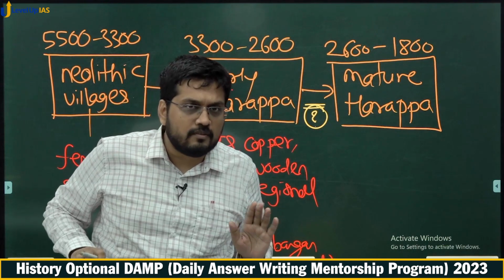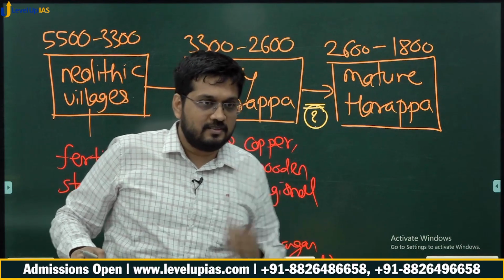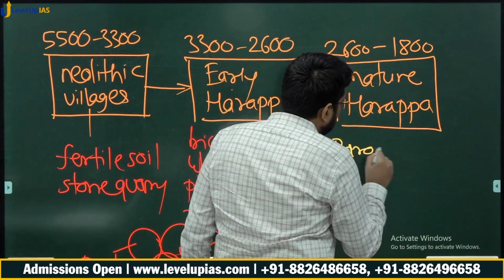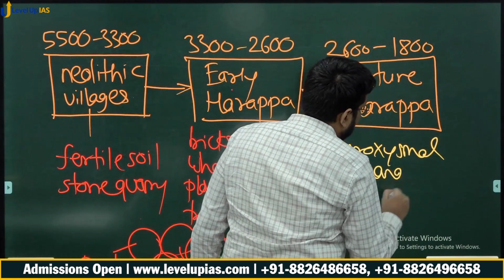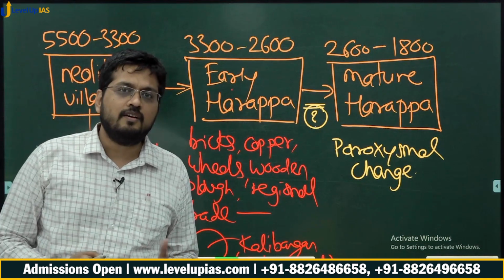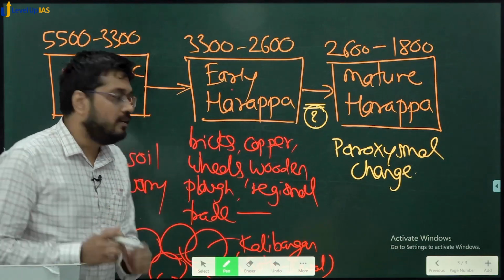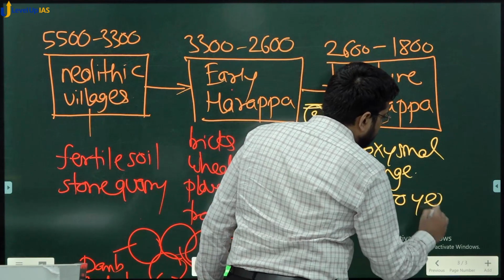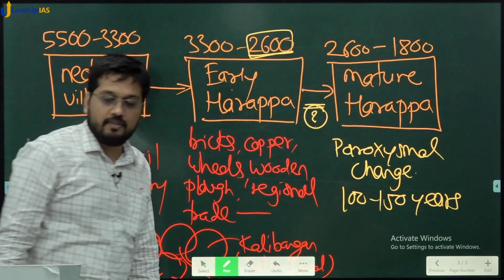Alchin and Alchin, if you have seen that great book, the South Asia edition, Raymond Alchin and the other Alchin, both of them have given a term called paroxysmal. It means suddenly speed comes, like a sudden shiver. From early to mature very soon, in a matter of 100 to 150 years, around 2600 BCE, this change happened.